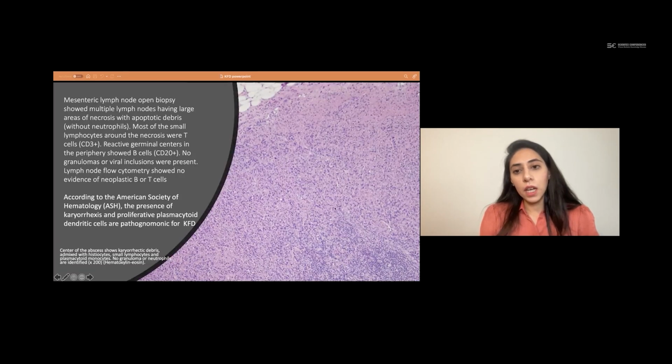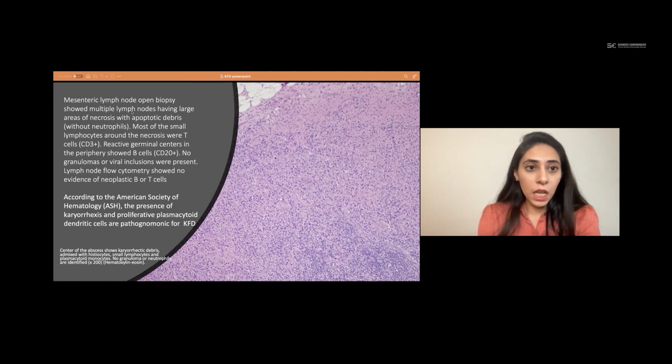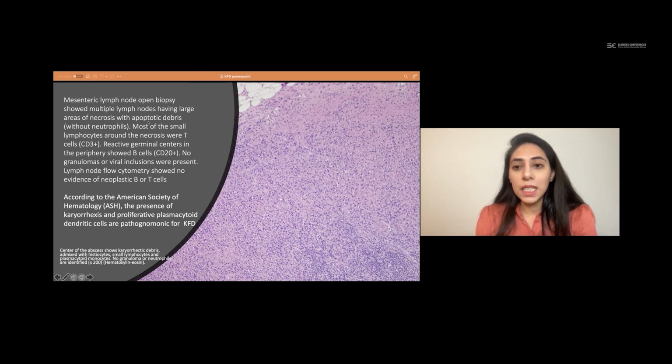Here I've shared a histopathological slide of the mesenteric lymph node open biopsy, which we initially performed thinking in terms of some kind of malignancy. It showed multiple lymph nodes having large areas of necrosis with apoptotic debris. But the small lymphocytes around the necrosis were CD3 positive. Reactive germinal centers in the periphery showed B cells. There were no granulomas or viral inclusions. We did flow cytometry, and it did not show any neoplastic cells.